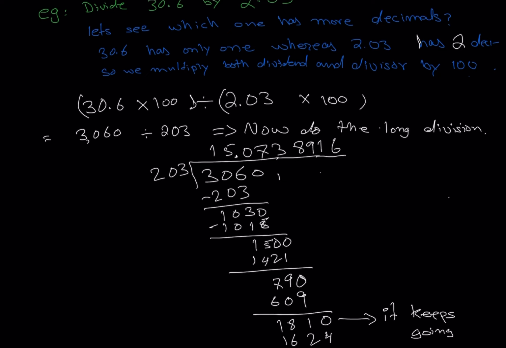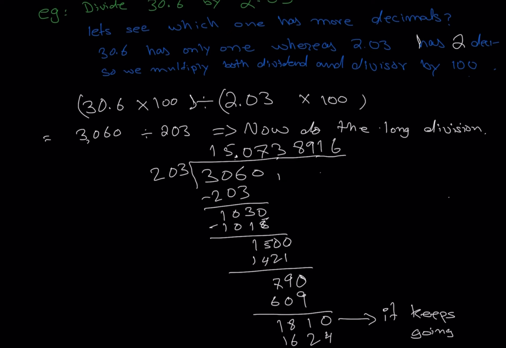So 150 is not enough, then we have to add 0 right here to the answer, and then add one more 0 here too. So we have 1500 now. 1500 divided by 203 will give me 7. 7 times 3 is 21. 7 times 0 is 0, plus 2 is 2. 7 times 2 is 14. 1500 minus 1421 will give me 79.